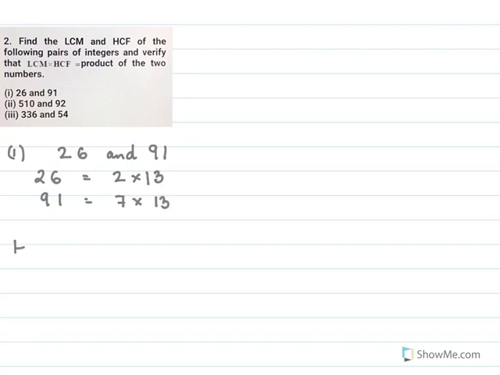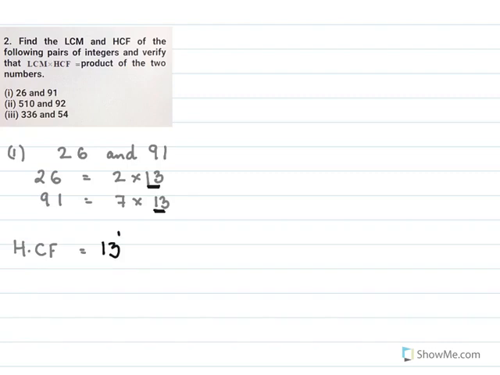So for the HCF, we need to write the common factor, and the common factor here is 13. That is 13 here and that is 13 here. So I'll put 13, lowest power, raised to 1.